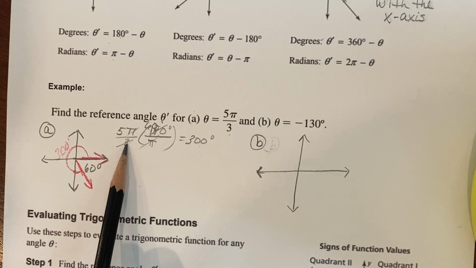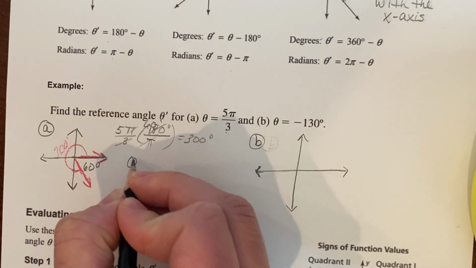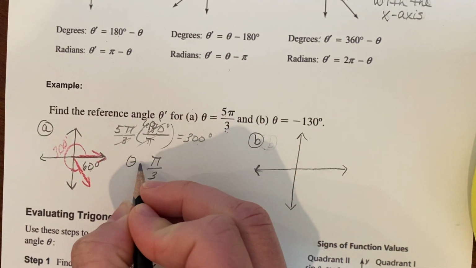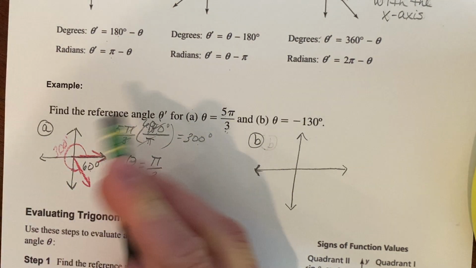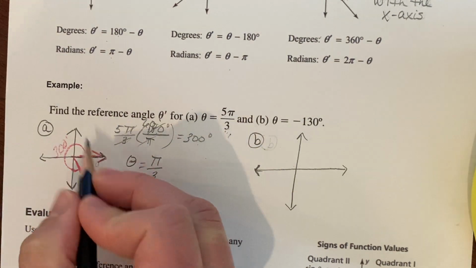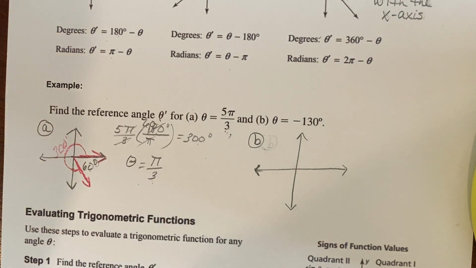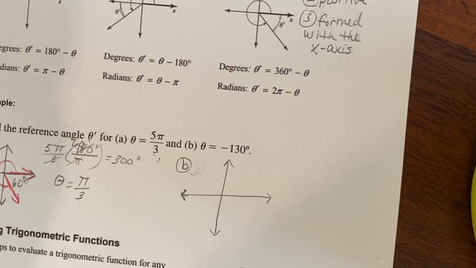Now, our problem starts in radians, so our answer should also be put into radians, okay? So 60 degrees is pi over 3 in terms of the radian. And you can do that conversion if you need to. You'll start to memorize some of these because that is a reference angle used on the unit circle. So 60 is a common one, okay?